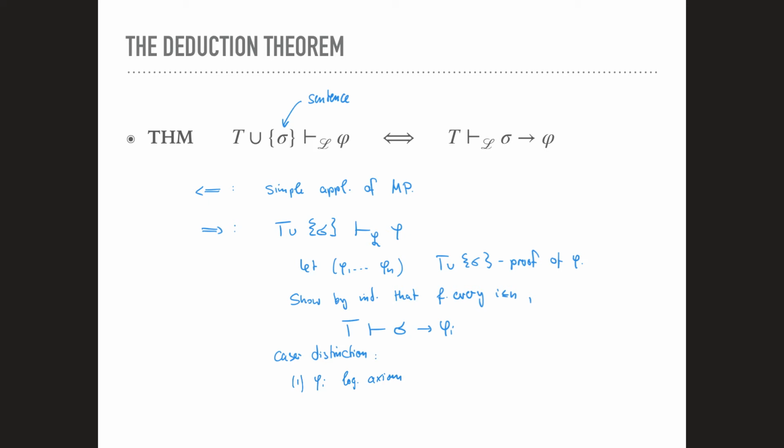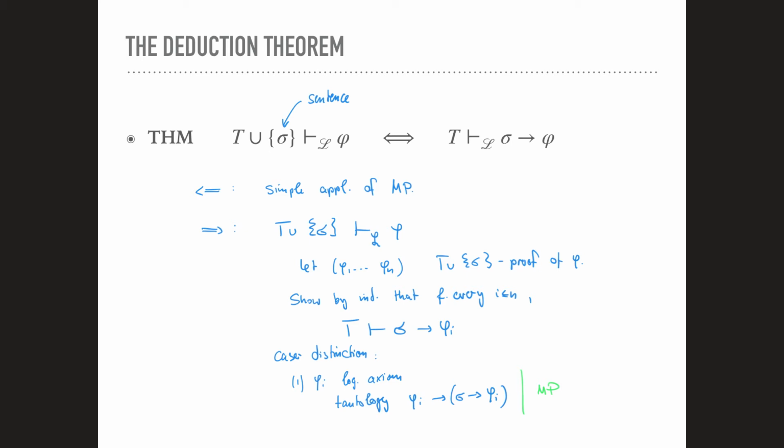So in that case, you can proceed simply by saying, okay, we have a tautology. So the tautology would be phi_i implies (sigma implies phi_i), right? And you know T proves phi_i because it's a logical axiom, right? So any theory proves any logical axiom, and you know that this is a tautology here. So the rest is a simple application to these two things of the modus ponens.